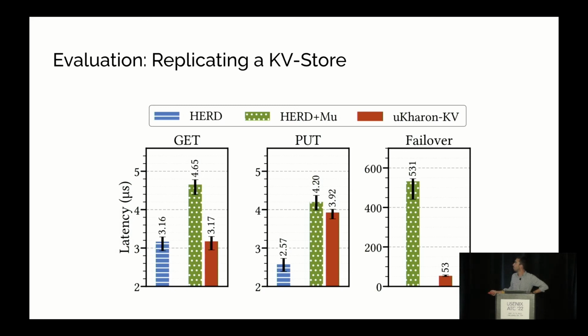And we compared our implementation, our replication scheme, that is this one here on the right, with what you would get by replicating it with Mu, Mu being the fastest SMR, state machine replication system available that is tailored for RDMA. So what we benchmarked was the latency of GET requests, of puts, and also the failover of the system.